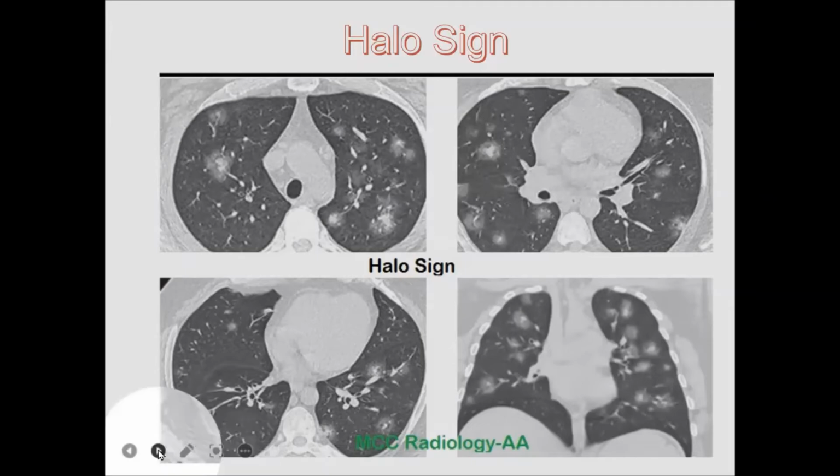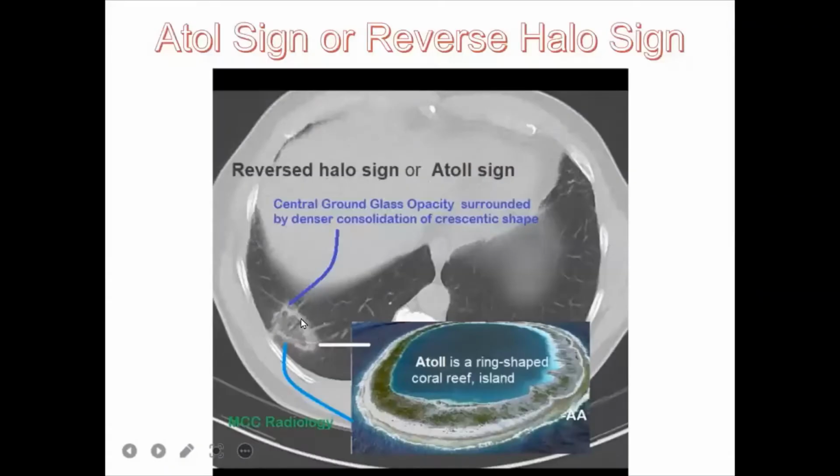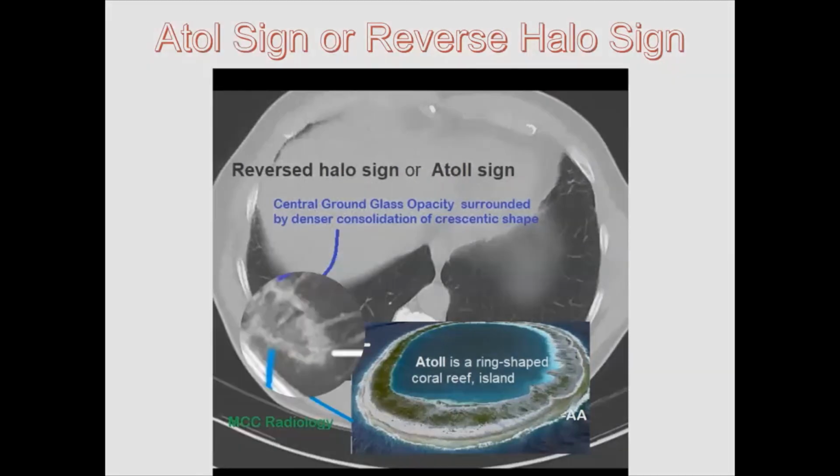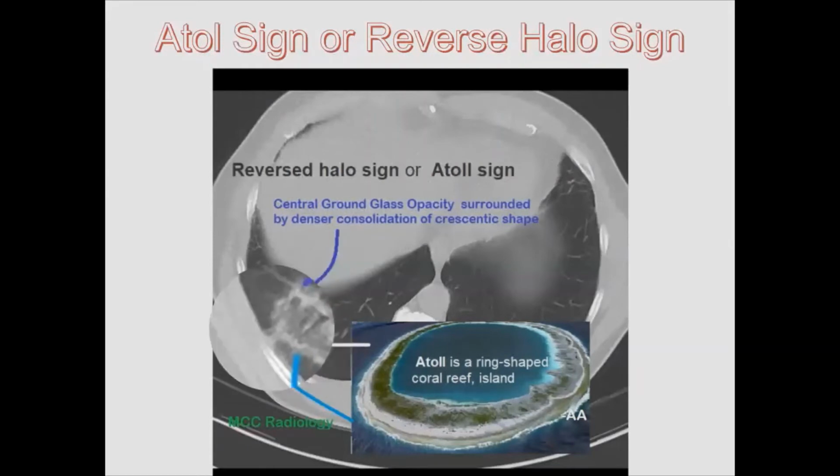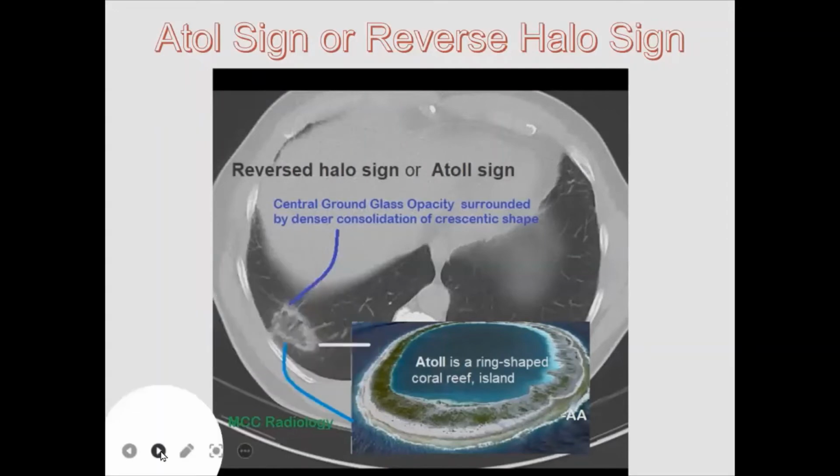Now let us look at the reverse halo sign. As I told you earlier, the solidification will start from the peripheral region. Here you can look, zoomed in at the periphery. So we call it the reverse halo sign or atoll sign. Atoll is a ring shaped coral reef island, from where it got its name.